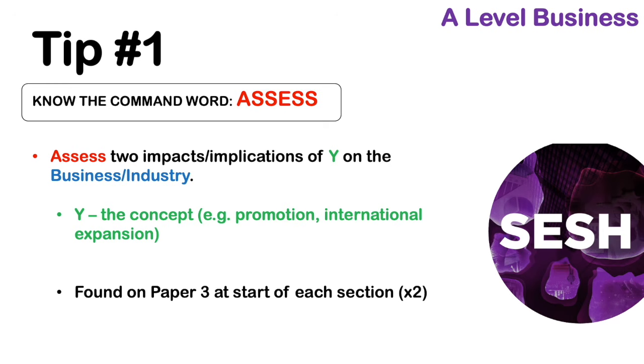Probably assess the impacts, the implications of the concept in the question on the business or the industry. Now remember, this will be in paper 3, so it could well be about an industry. So what is the concept? It could be promotion, international expansion, for example. And with these 8 markers, you're going to see 2 of them on paper 3. Let's move on to tip 2.